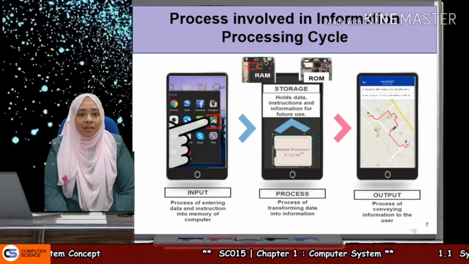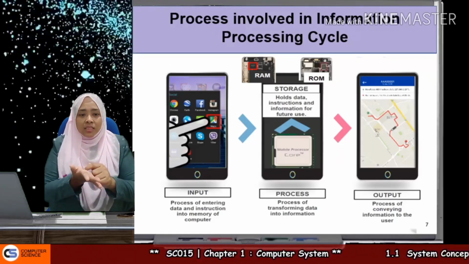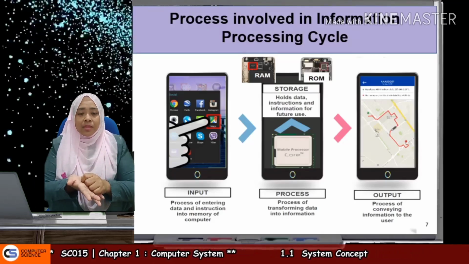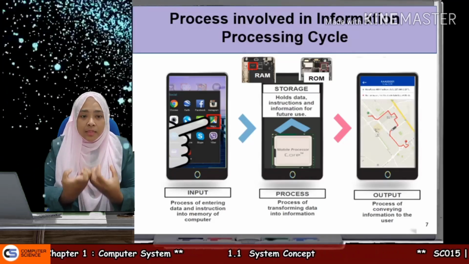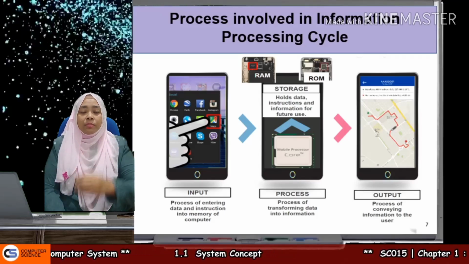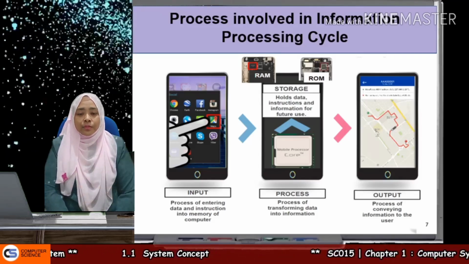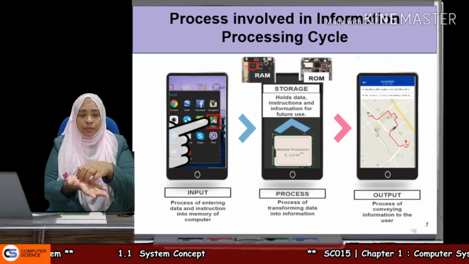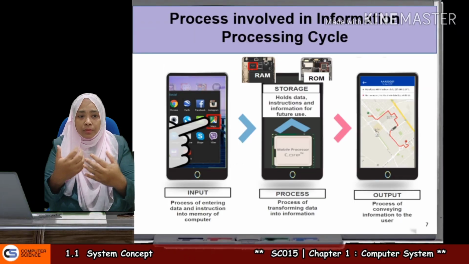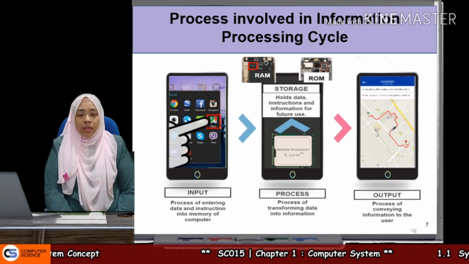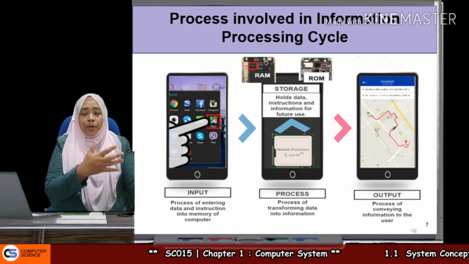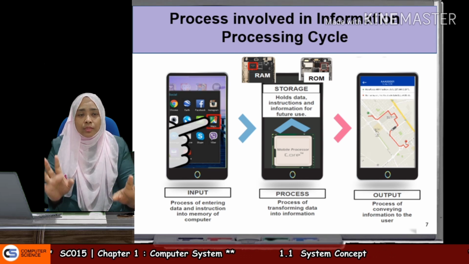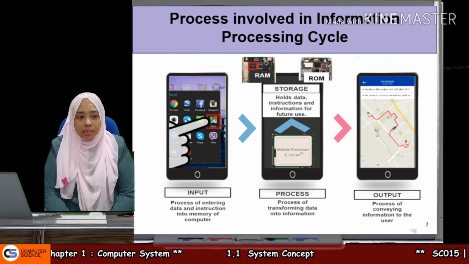Am I right? Alright, so when you touch the app or type the location into the app, it means that we already entered the data or instruction into the memory of the computer, of the handphone. And then what happened after that? The processor in our smartphone will process the data, we transform the data into information, and that information will display on the screen of the smartphone. Okay, that is the general process that is involved in the information processing cycle.